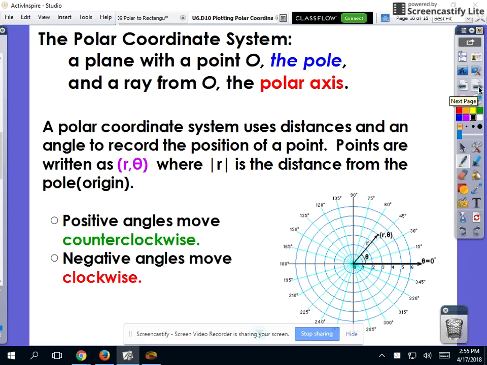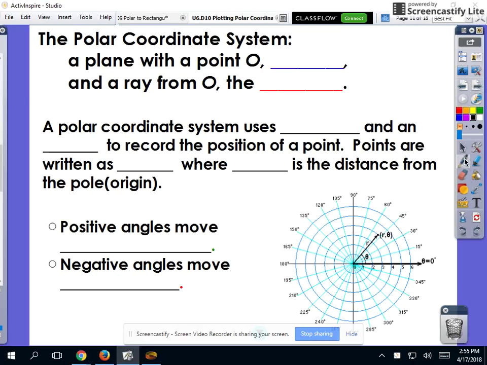All right, so I'm going to start with this. The polar coordinate system has a few different names for pieces of it. A plane with a point O at the origin is known as the pole. Everybody say pole. Pole. Good work. And there is a ray from the pole out, and that is called the polar axis. Good work. Everybody say polar axis. Polar axis. Great.